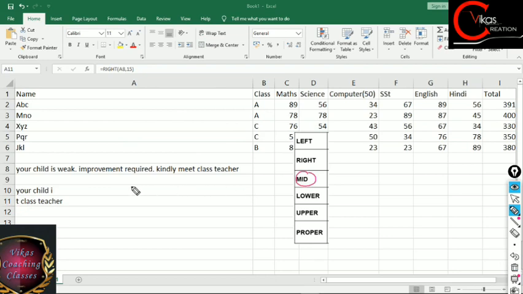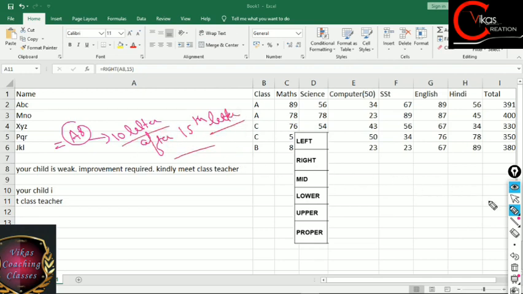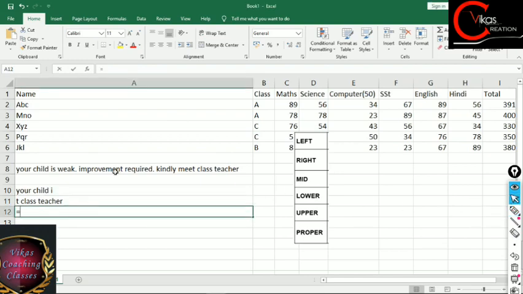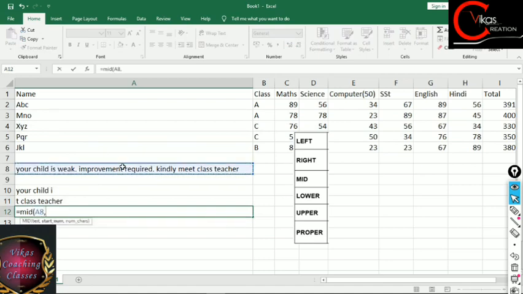Now next is the mid function. This mid function generally helps you to fetch the words from somewhere in the middle. So let me show you how it will work. Suppose in this A8, you want to fetch 15 letters starting from the 10th letter. So in that case we can use the mid function, and we will write it like this. We will write equals to mid, bracket open, select your cell, put a comma, starting will be 10, comma, next we have to fetch 15 letters, so I am writing 15, press the enter key, and that's it.